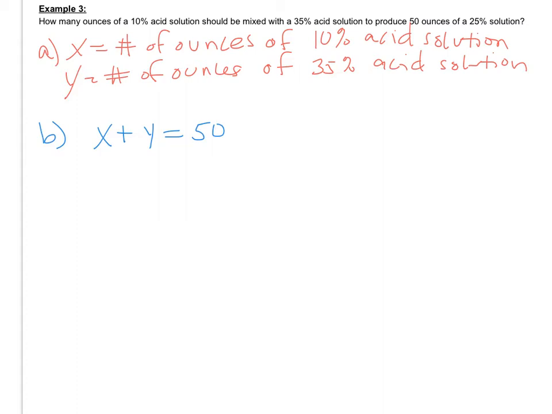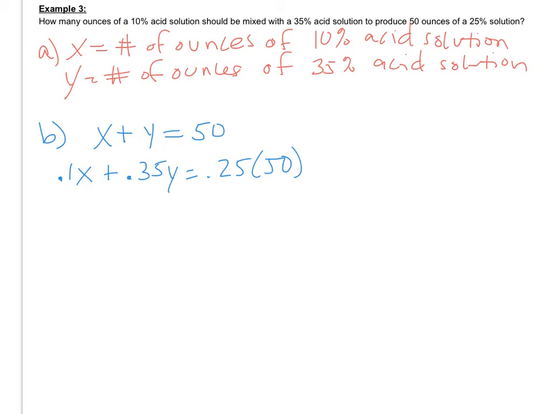In our second equation, we want percents of all of them. X is a 10% solution, so we're going to multiply x by 0.1. Y is the 35% solution, so we'll multiply y by 0.35. And our final number, our 50 here, we want that 50 ounces to be a 25% solution. So we also have to multiply the 50 by 25%. So we have 0.25 times 50. So in the second equation, notice that each of our variables and our numbers from above gets multiplied by the percent that we want of it.